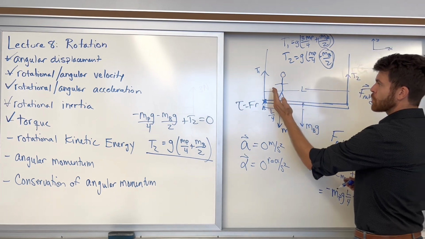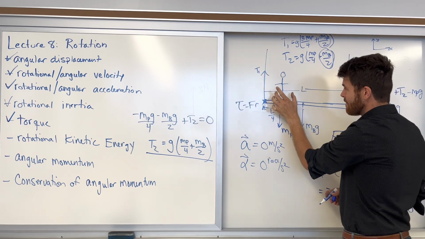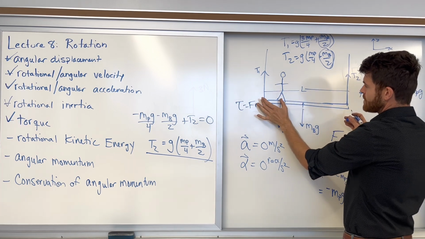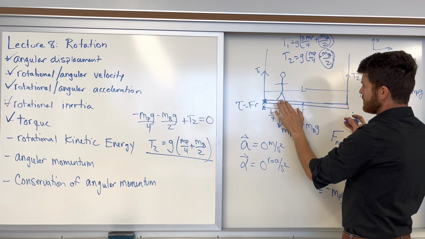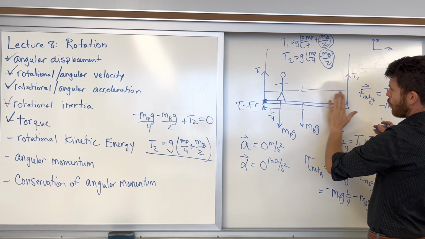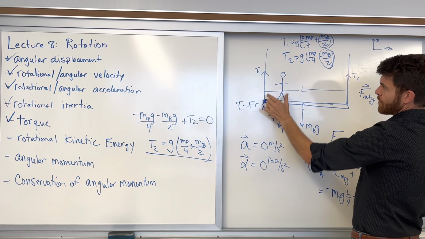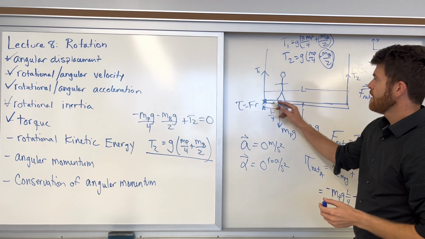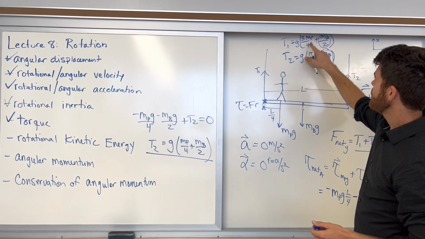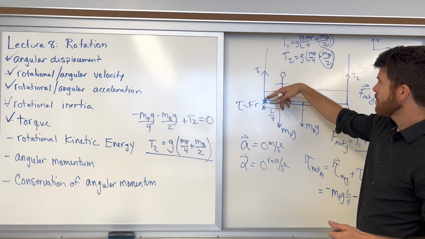However, the person is closer to T1, so T1 has to support more of the weight of the person than T2 does. Because of where the person is located, T2 only supports 1/4 of the person's weight, while T1 is supporting 3/4 of the person's weight because the person is located closer to T1. If that person stood in the center, then this would be MP over 2, MP over 2, because that person's weight would be equally supported by T1 and T2.